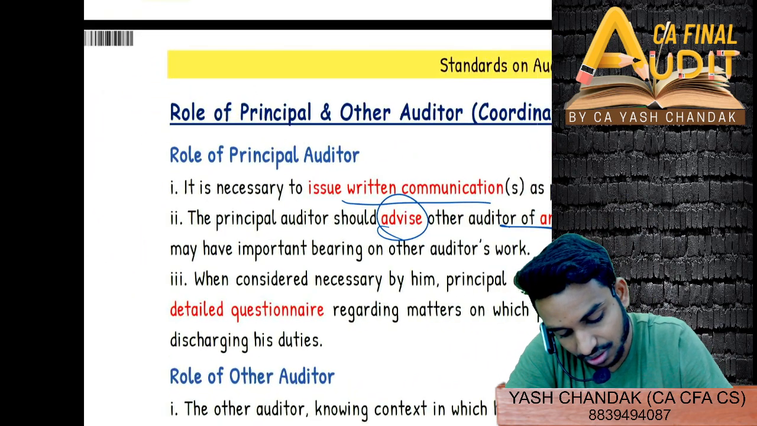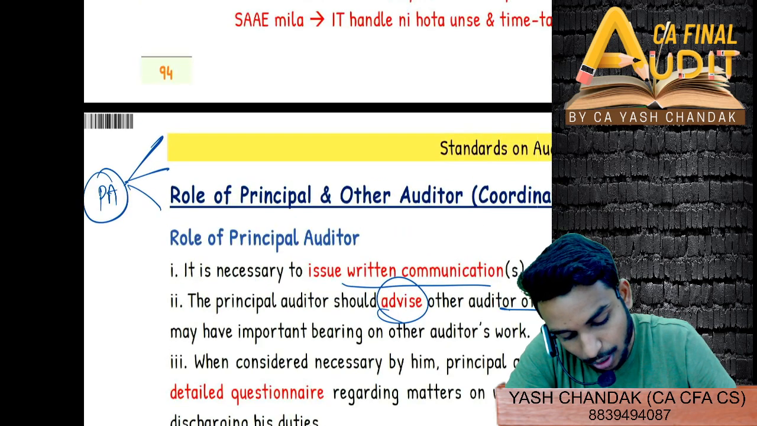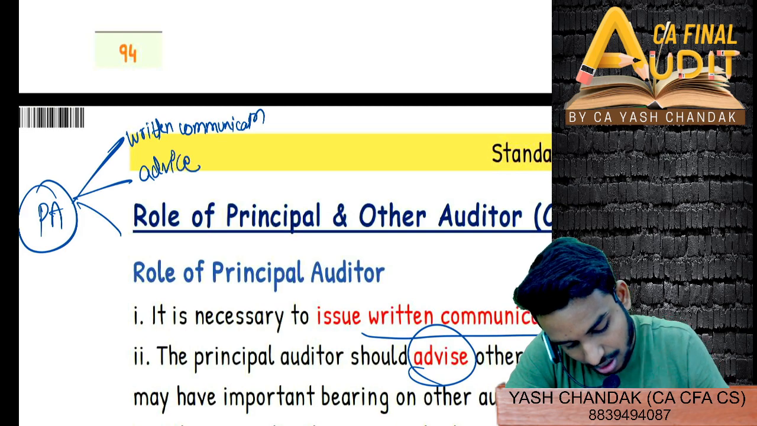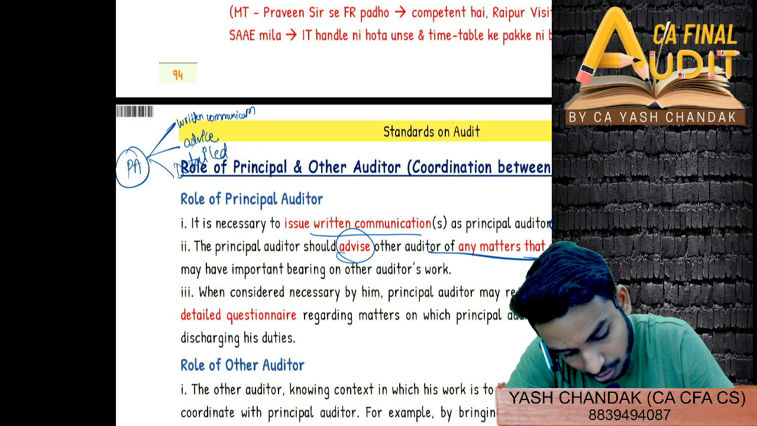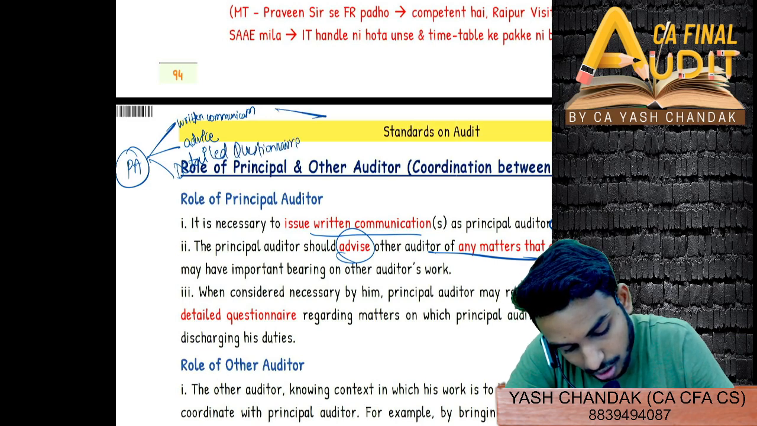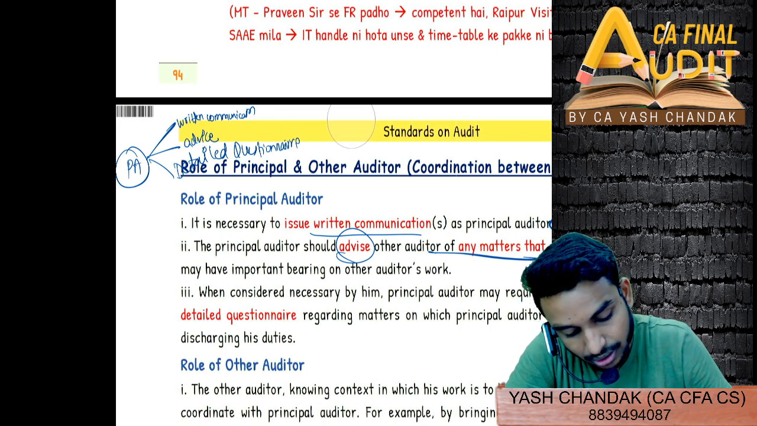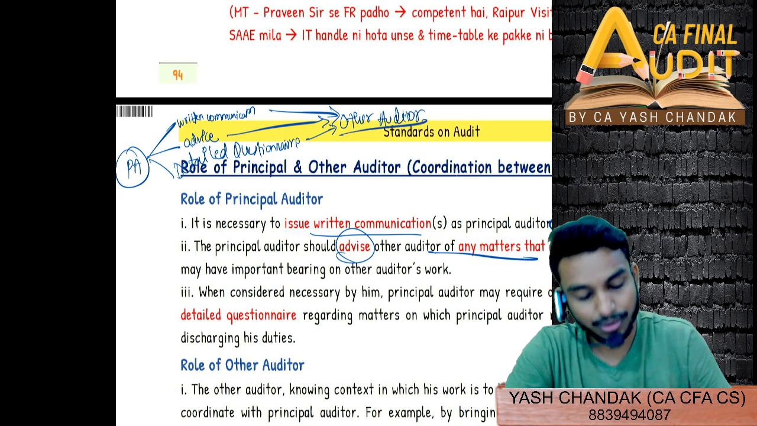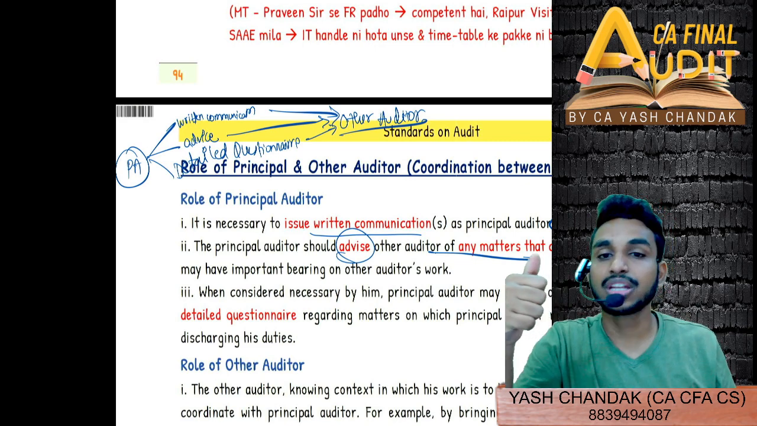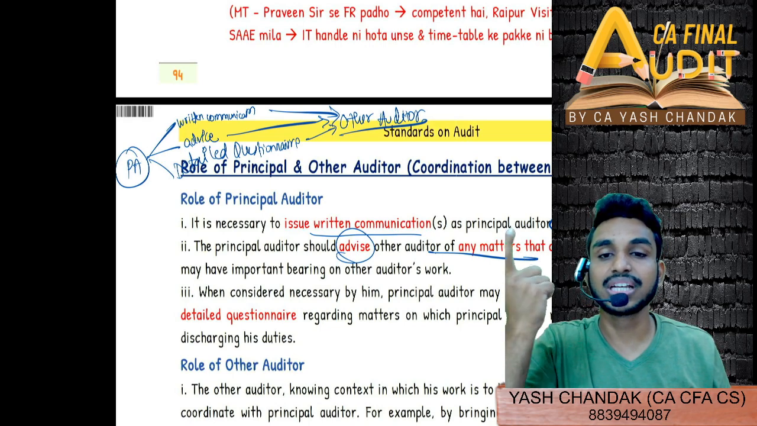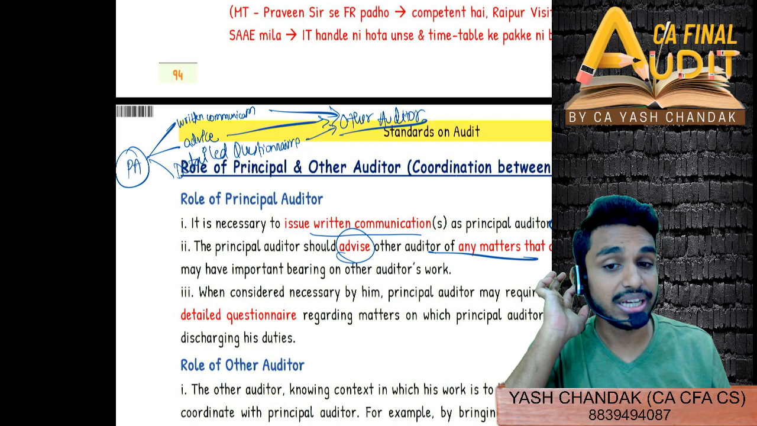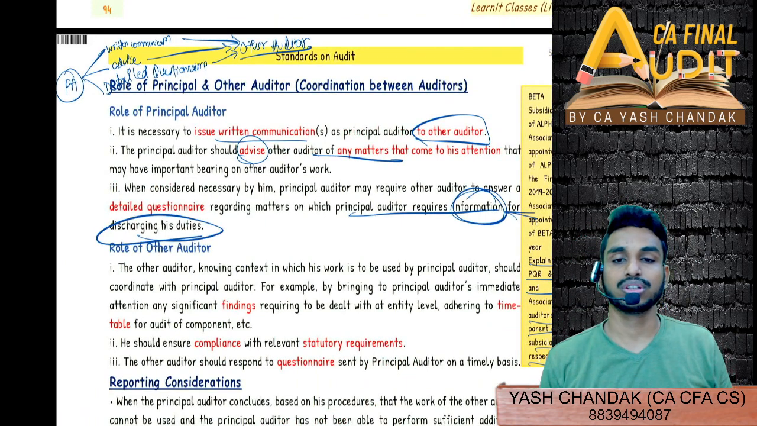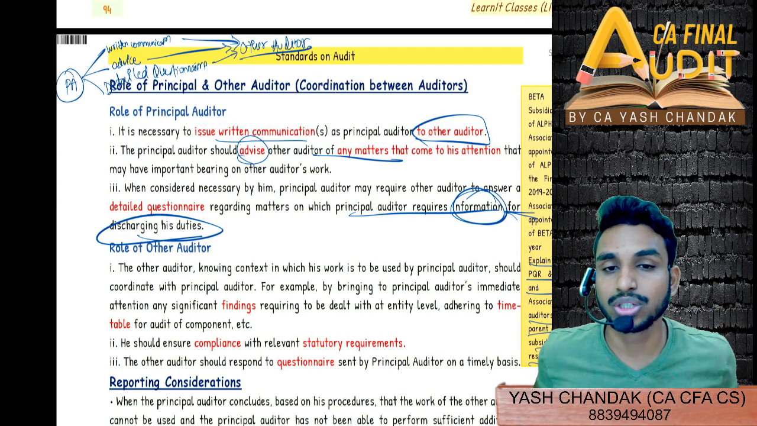Similarly, you can write like this: the principal auditor will issue written communication, will issue advice, and then lastly a detailed questionnaire to the other auditor. So the principal auditor's role will be to issue written communication, to issue advice wherever he feels it is necessary to bring it to the other auditor's attention. And thirdly, a detailed questionnaire that he wants the other auditor to fill and give to him, regarding matters on which the principal auditor requires information for discharging all his duty. So you can send a detailed questionnaire, give advice, and make written communication, whatever you do.